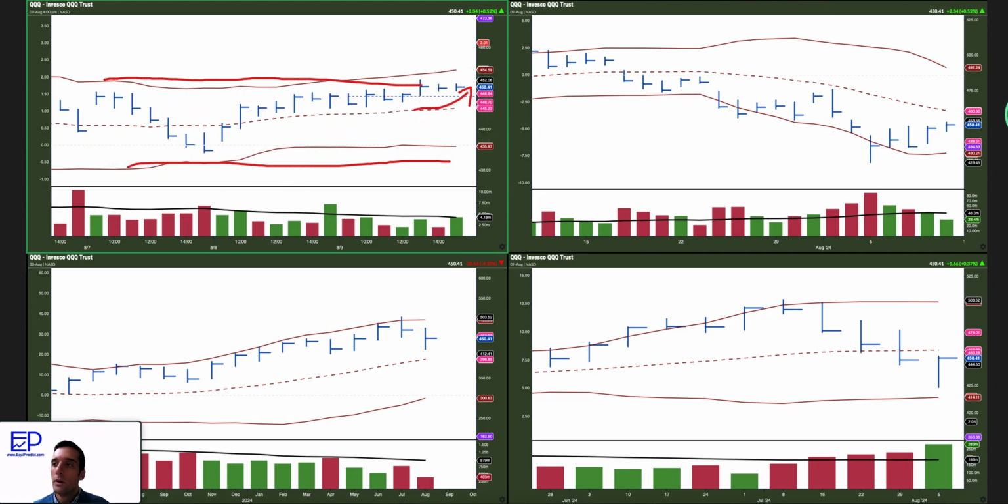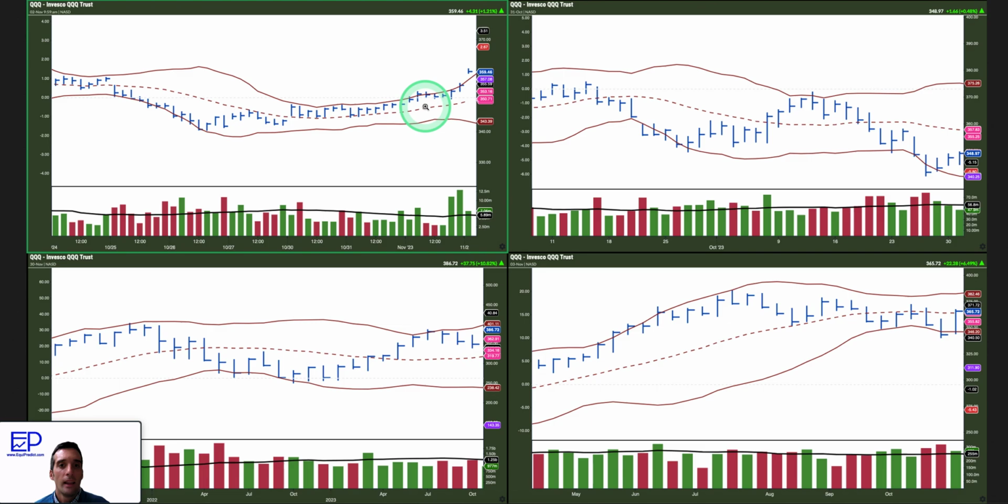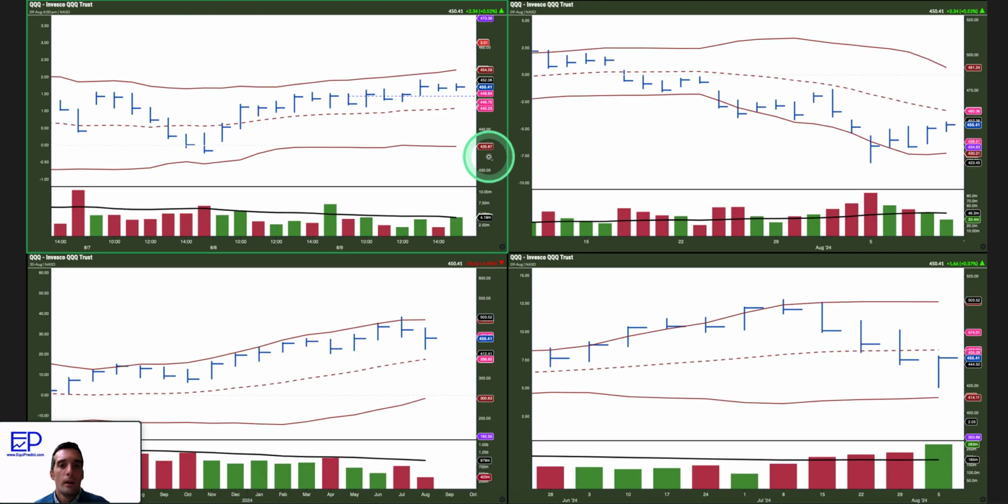What we want to do, if we go back and take a look, is see if we can find something like this back in November of 2023, where we had the 18 period starting to curl upwards, a gap up, high volume, and a break above the top Bollinger Band. We just don't have that yet at the current time. So we're going to be watching and waiting, seeing how things play out.